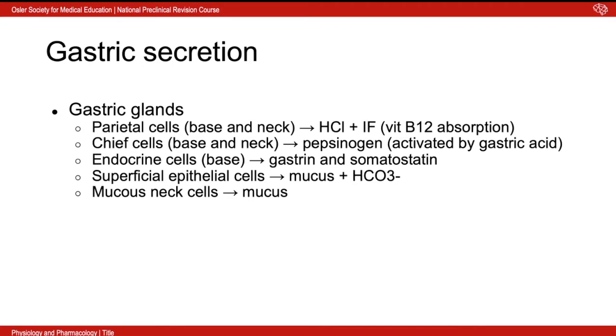You also have endocrine cells at the base of the glands, and those produce gastrin and somatostatin, which we'll talk about in a second. You also have superficial epithelial cells, which produce mucus and bicarbonate, and you have mucous neck cells, which produce mucus. And if you don't remember all of these different cell types, the ones to remember are the parietal cells, because those are the ones responsible for acid secretion into the stomach.